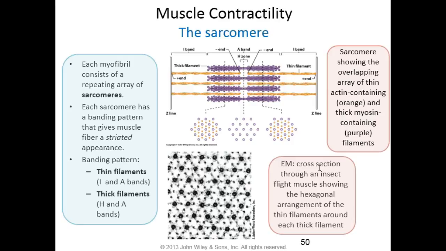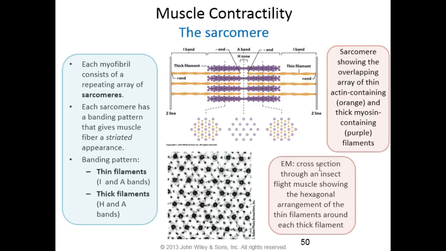So each myofibril consists of a repeating array of sarcomeres. Each sarcomere has a banding pattern that gives the muscle fiber a striated appearance, which we already said. This diagram up top of a sarcomere shows the overlapping array of thin actin-containing orange filaments and thick myosin-containing purple filaments. The small transverse projections on the myosin filament represent the myosin heads or cross bridges.